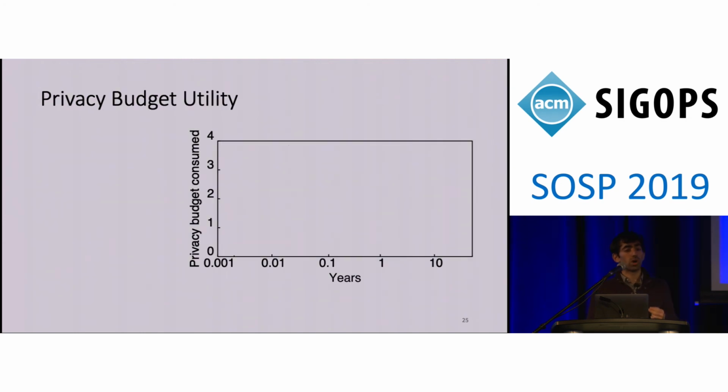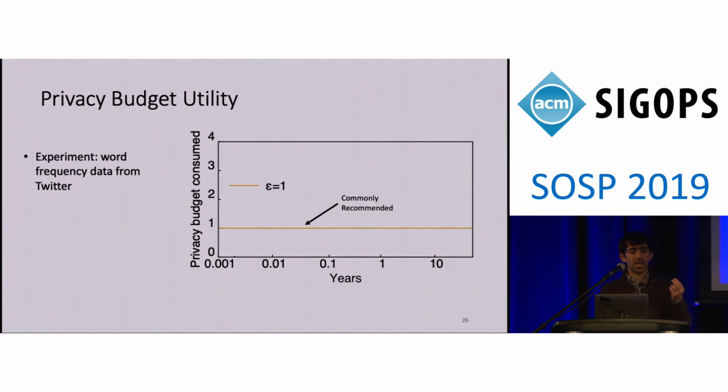The first is we wanted to see whether we could give stronger guarantees for a long time. So on this x-axis, I have the number of years that the systems could run before depleting privacy budget, and this is on a log scale. And the y-axis is the privacy budget consumed. And we're looking at, in particular, word frequency data from Twitter to see how often words frequency was changing. And one thing that we care about is this golden epsilon equals 1 line, which is a commonly recommended privacy budget. So ideally, once we hit this line, we should stop issuing queries.